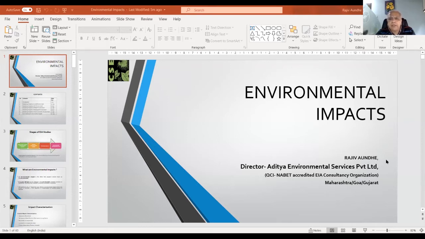We are a QCI and ABET accredited EIA consultancy organization based out of Mumbai, and we are mostly active in the western part of India, having offices in Maharashtra, Goa, and Gujarat. The topic I have been given is on assessing environmental impacts. That is to give a talk on the methodologies and the various aspects involved in assessing environmental impacts.